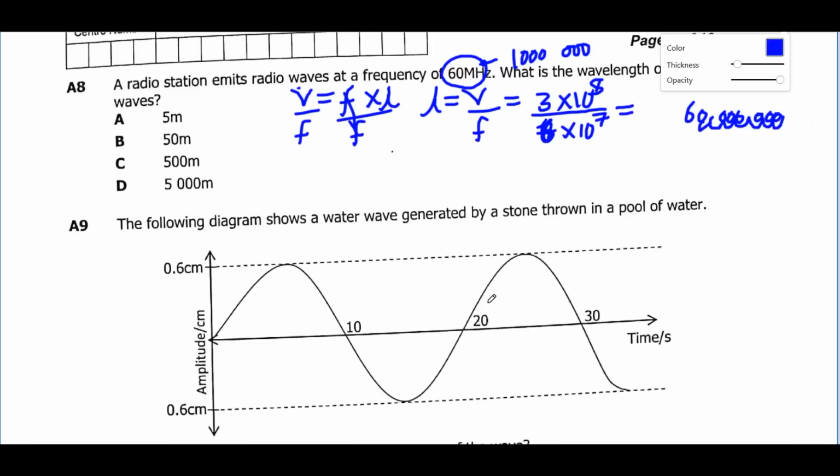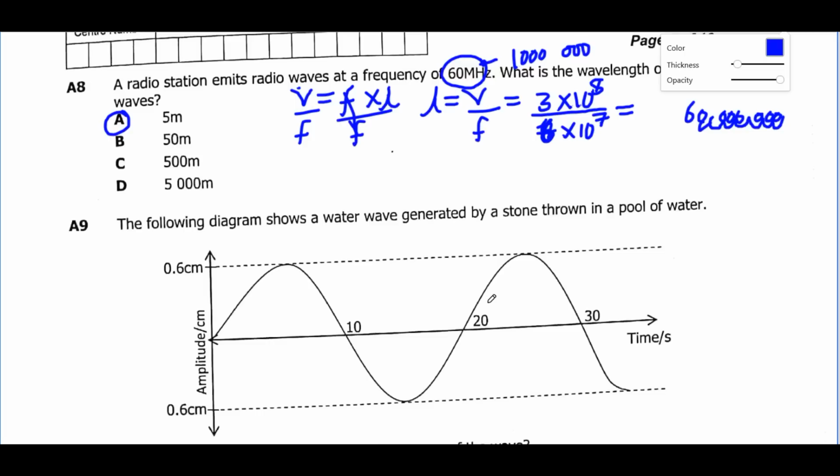Now when dividing, make sure you use parentheses. So 3 times 10 raised to the power 8 divided by 6 times 10 raised to the power 7. So according to my calculations, I'm getting my final answer as 5. So that's what I'm getting.